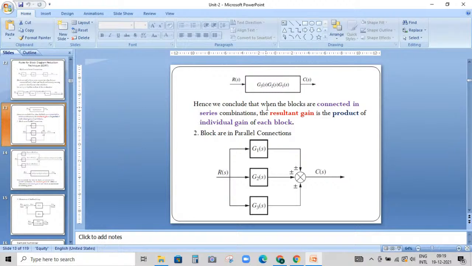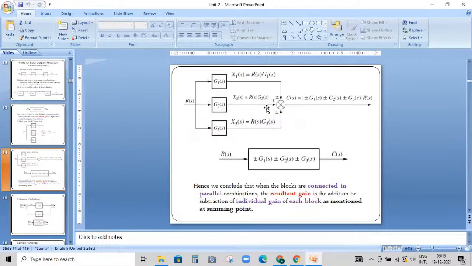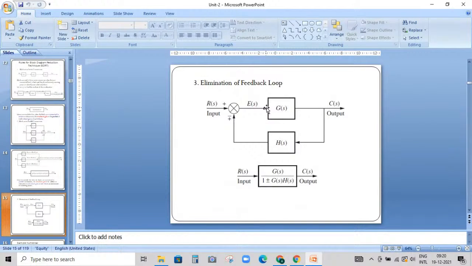In the same way, when blocks are connected in parallel configuration, the resultant block gain will be the addition or subtraction of the individual block gains. Then we understood the concept of elimination of feedback loop. This is very important. Whenever we have a closed feedback loop, we can apply this rule directly, like G of S upon 1 plus or minus G of S into H of S.